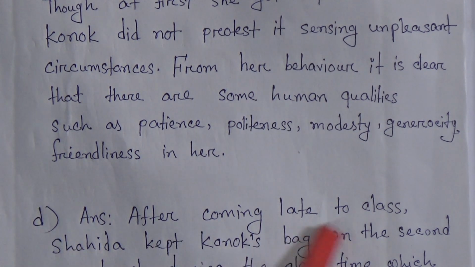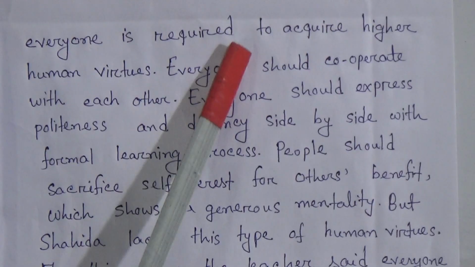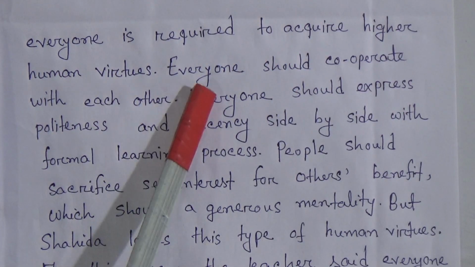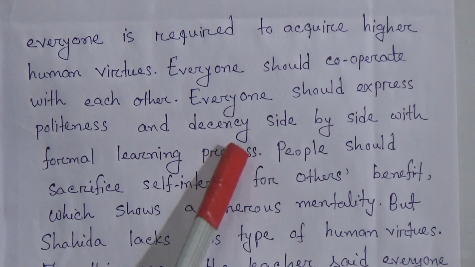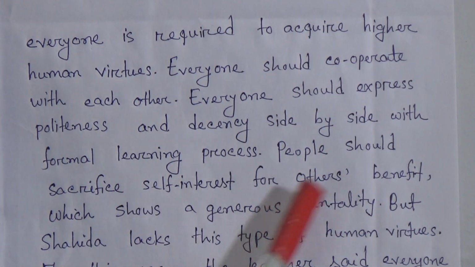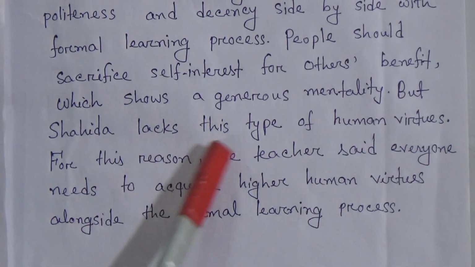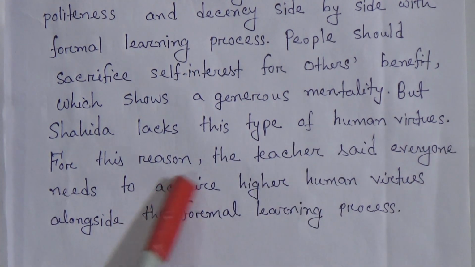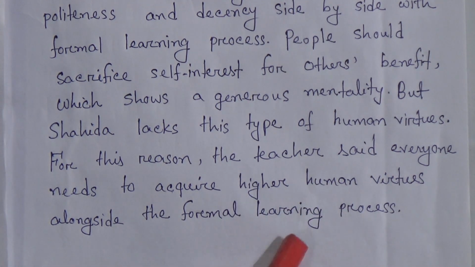Number D. Evaluate Shahida's behavior in the light of comments made by the class teacher. Answer. After coming late to class, Shahida kept Konok's bag on the second row bench, which expresses her lower human virtues. But everyone is required to acquire higher human virtues. Everybody should cooperate with each other. Everyone should express politeness and decency side by side with formal learning process. People should sacrifice self-interest for others' benefit, which shows a generous mentality. But Shahida lacks this type of human virtues. For this reason, the teacher said everyone needs to acquire higher human virtues alongside the formal learning process.